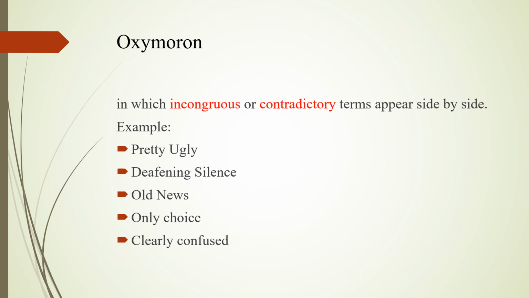Oxymoron. Oxymoron is a figure of speech in which incongruous or contradictory terms appear side by side. So magkadikit yung opposite terms natin. Hindi sila magkahiwalay tulad ng sa antithesis. No? This one, oxymoron, magkadikit sila. Example, pretty ugly. You're pretty ugly.